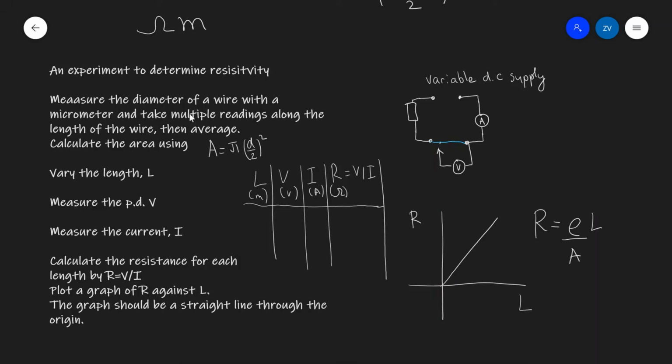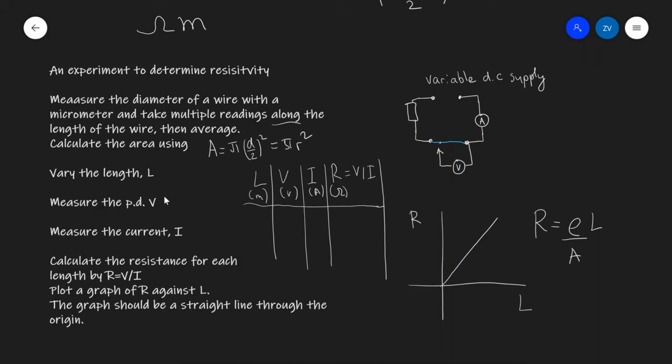First off, before we get started and switch the circuit on, we need to measure the diameter of a wire with a micrometer and take multiple readings along the length of the wire. So this is really important. We don't just take a reading on one point, but we take multiple readings along the length of the wire. Then we take the average to reduce our percentage uncertainty. We're going to calculate the area using A is equal to pi (d over 2) squared. In other words, pi r squared. This really is pi r squared. So let's write this like that.